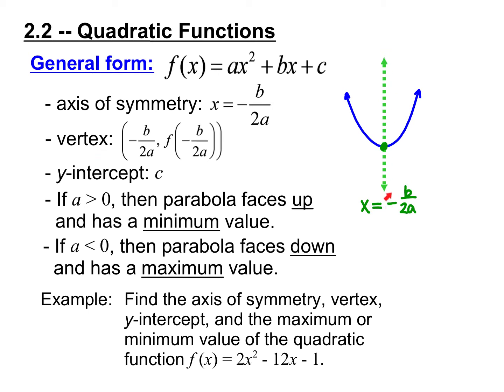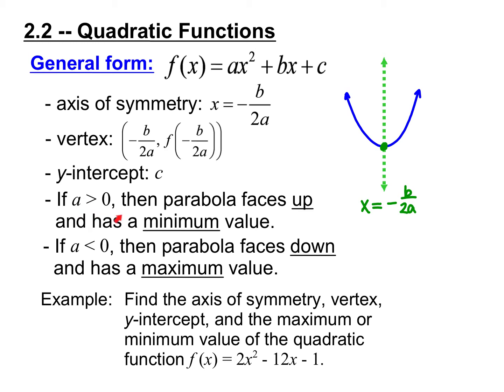It's also the axis of symmetry because a vertical line is x equals something. So this axis of symmetry has the equation x = -b/2a. Now to get the vertex, you have to plug this x value into your function to get the y value. So the vertex is at (-b/2a, f(-b/2a)). Now the y-intercept is c, because that's when you make x equal to 0. These two terms go away, and you have c.